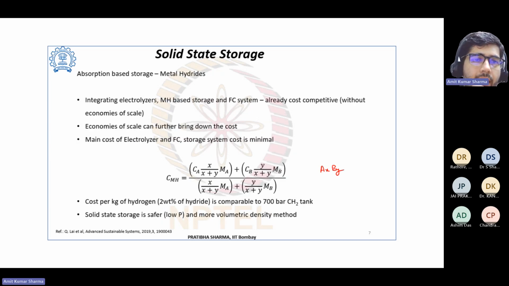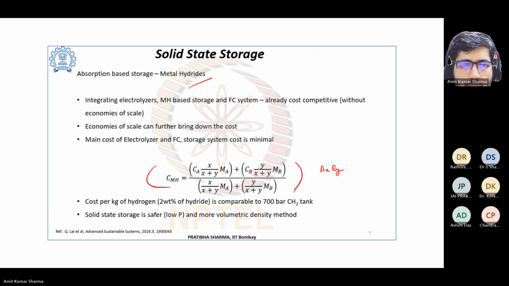If you use metal hydride, then this is the formula we can use to calculate the cost. We can store the hydrogen at very low pressure as compared to the high pressure tank.